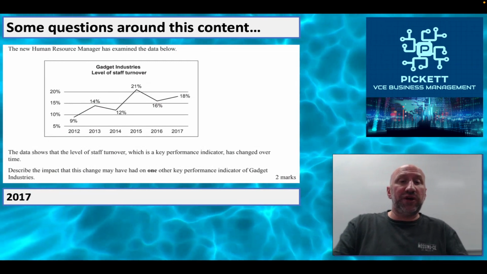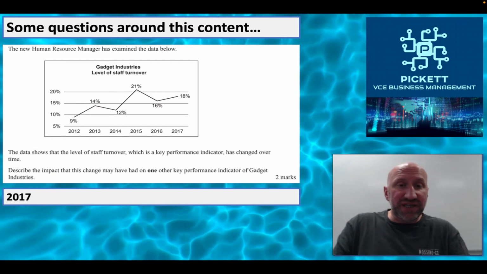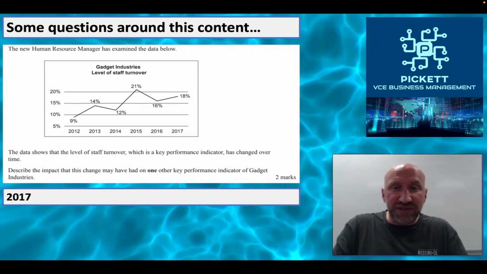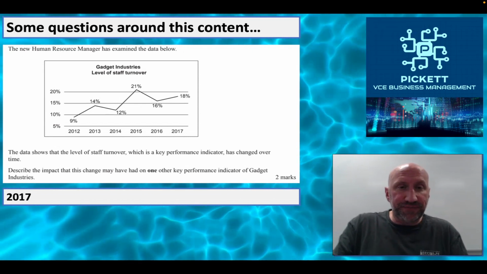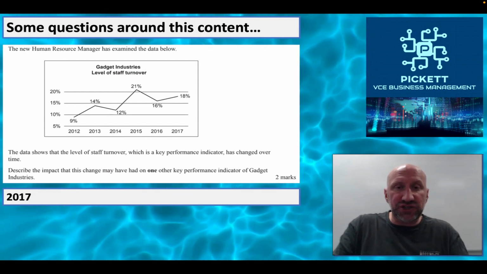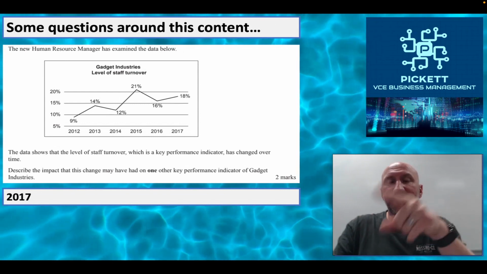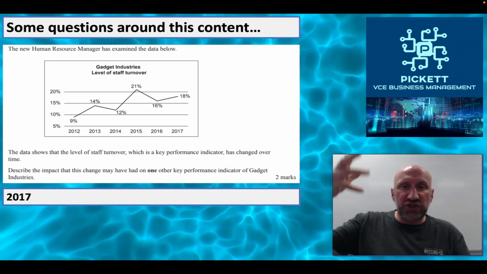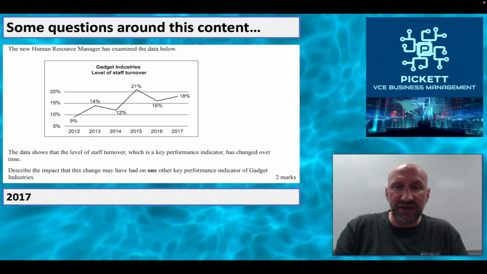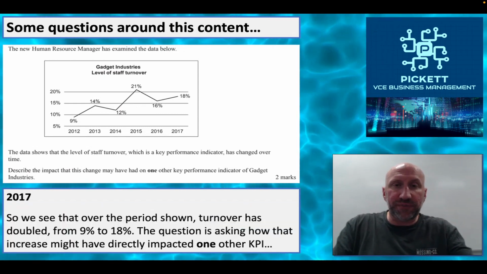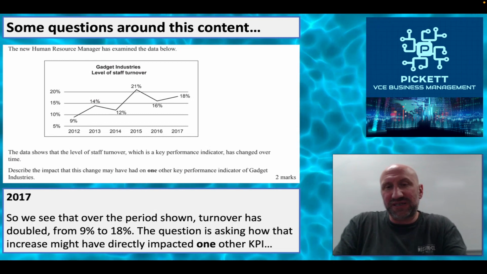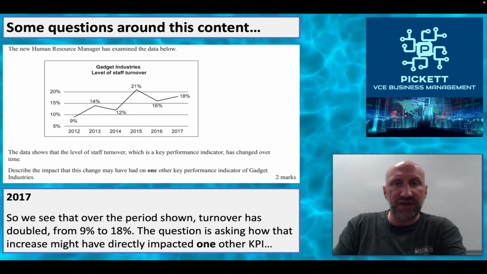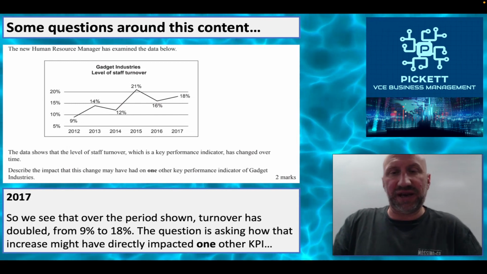Here's another type of question, which was from 2017. Basically it showed staff turnover over a period of 5 years, how that changed. And it says, describe the impact that change might have had on one other KPI. So staff turnover is one of our 10. That means you have 9 others to choose from. So if you think about that, over the period shown, it's increased. It's basically doubled. It's gone from 9% to 18%.